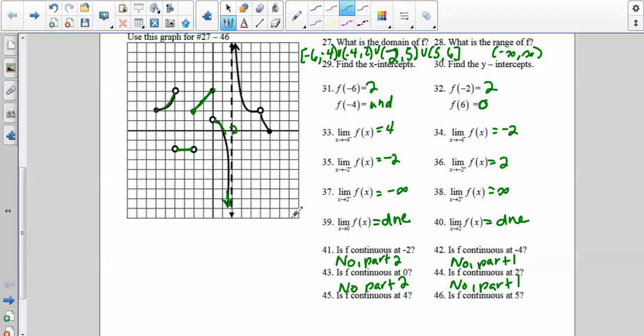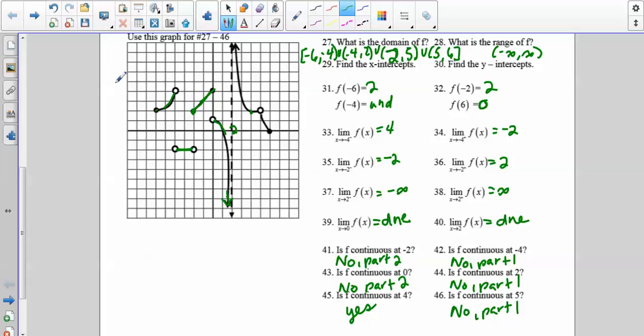Is f continuous at 4? So that's 2, 4 right here. Well, let's take a look. It's defined at that value. The limit is also equal to that value, so this one is yes, continuous. And is f continuous at 5? Well, it's not defined at that value. We have a hole, so we'll say no because of part 1.